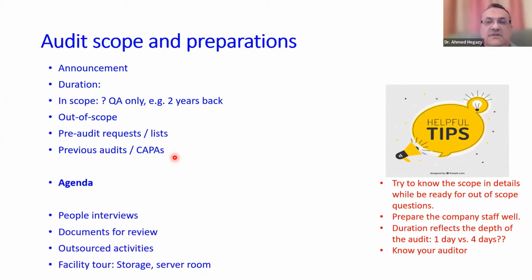Within the agenda, they can say, okay, from 9 to 10 we'll have the opening meeting, and then from 10 to 11 I would like to interview one to three people from different functions, and then after that we want to review the documents that I sent you in the pre-audit list. Do you have vendors or business partners? You are outsourcing some activities. Show me contracts, show me whatever. And then I would like to visit the place. I want to make a facility tour. I would like to see the place for archiving or storage. Show me this, show me that.